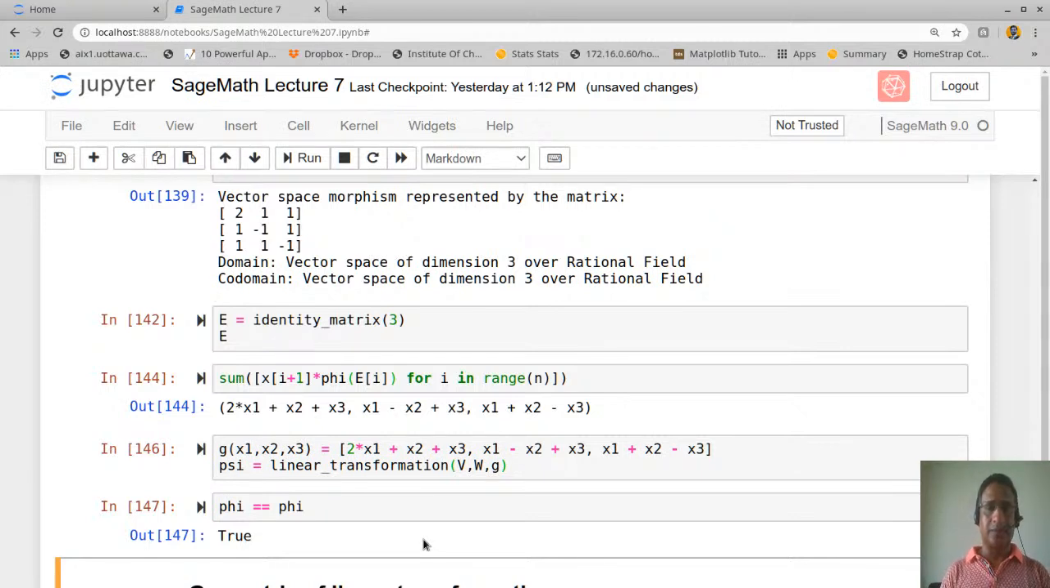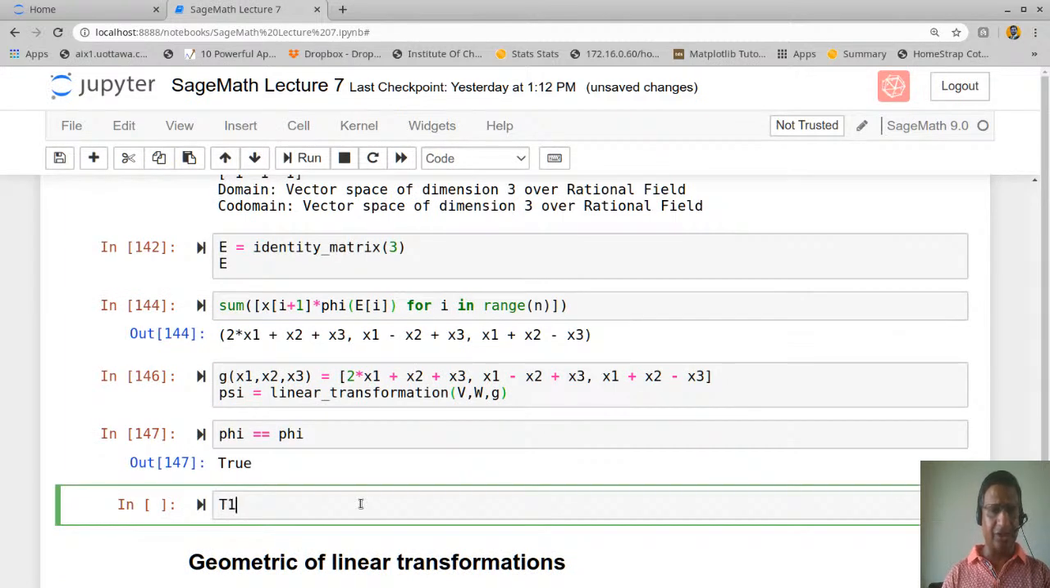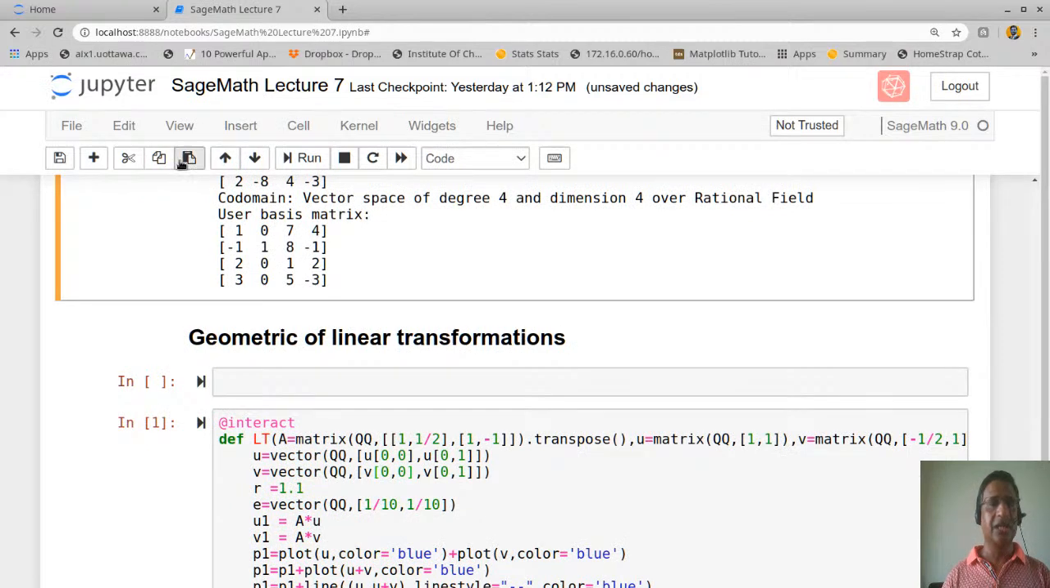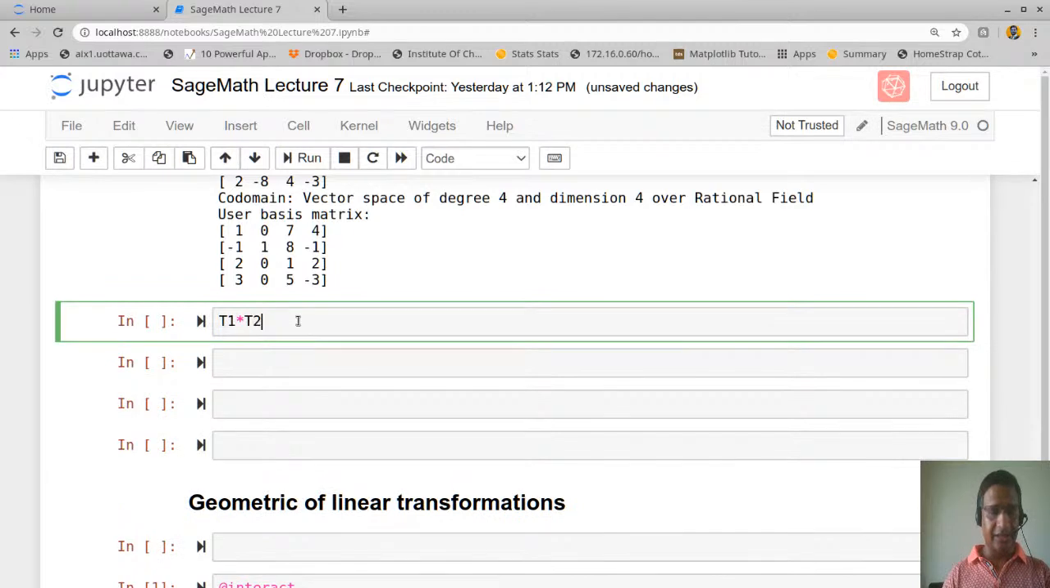Of course, you can explore other concepts in linear transformations. For example, you can look at what happens to the matrix when you change the basis on the domain and codomain. You can define the sum of two linear transformations. For example, we already have two linear transformations, say T1 and T2. If I say T1 plus T2, it will give me the sum of the two, which is again a linear transformation. You can also say T1 star T2.